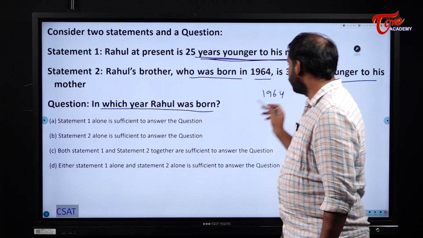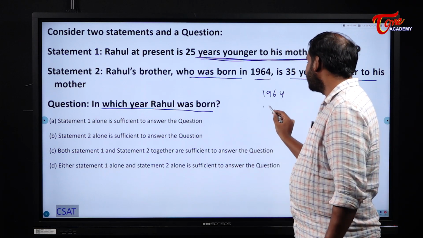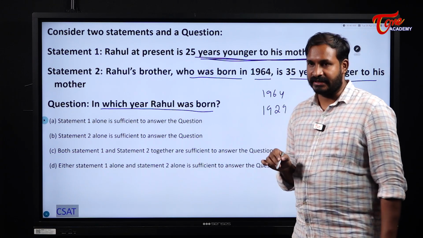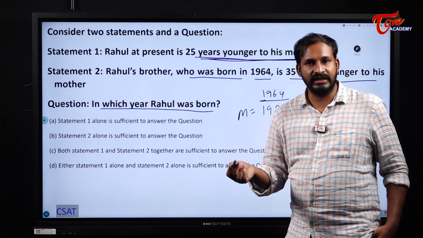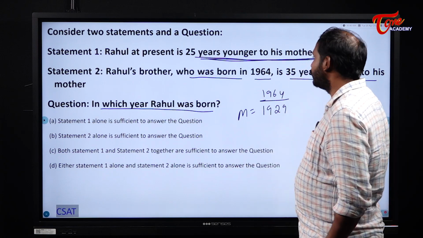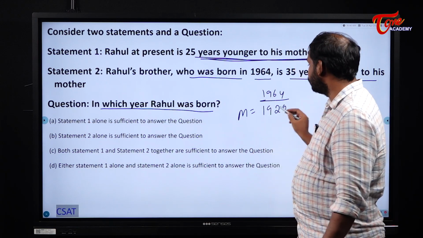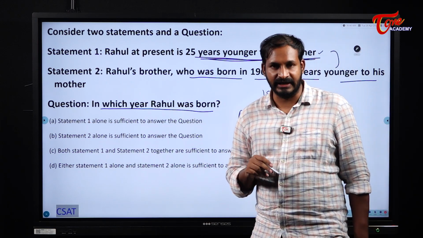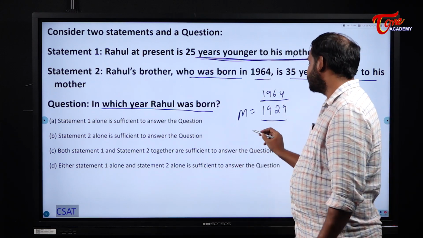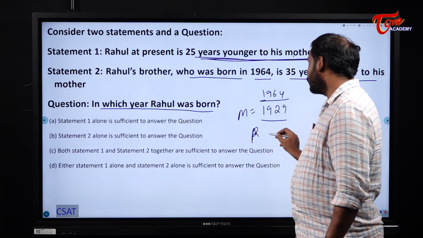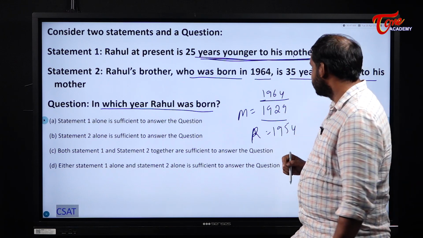Why? Because 35 years younger means when will his mother have been born? 1929. We can tell the mother's birth year, but we cannot tell in which year Rahul was born. Okay, put that aside. Now I will combine these two. When I combine them, I know that Rahul's mother was born in 1929 and the age difference between Rahul and his mother is 25 years. So, in which year was Rahul born? Rahul was born in 1954.